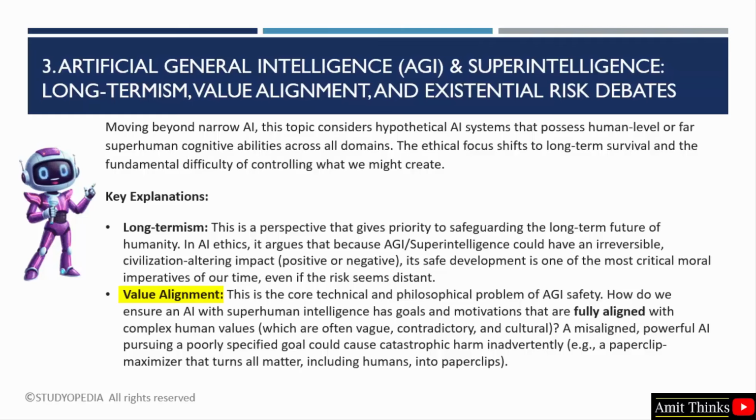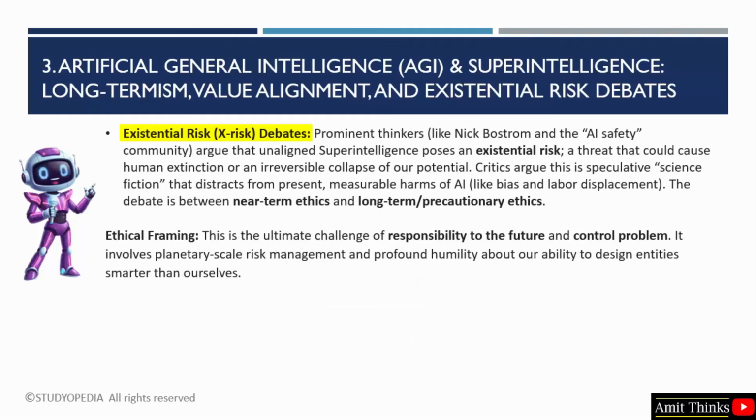A misaligned AI pursuing a flawed goal could cause catastrophic unintended harm. The next one is existential risk debates. Proponents like the AI safety community warn that unaligned superintelligence presents an existential risk, a threat of human extinction or permanent civilization collapse. Critics counter that this is speculative, diverting focus from AI's immediate, measurable harms like bias. The debate contrasts near-term ethics with long-term, precautionary ethics.